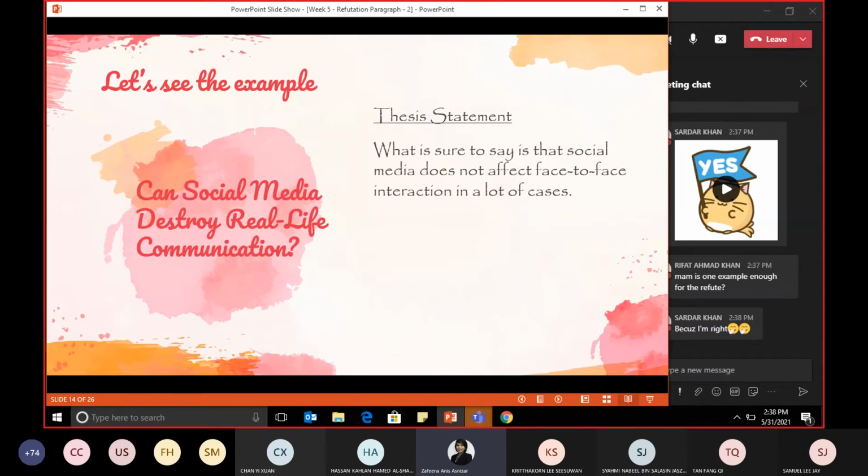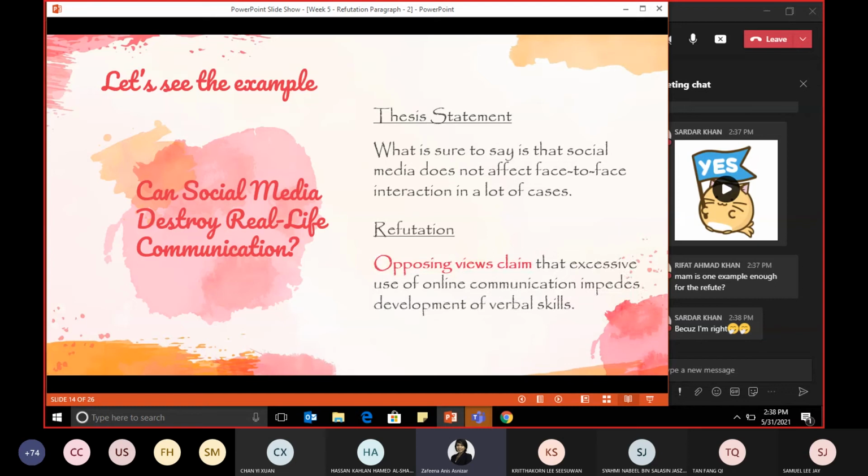So this is your thesis statement. Let's say this is your thesis statement. So when you write the refutation paragraph, you begin with: opposing views claim that excessive use of online communication impedes development of verbal skills. You are saying that social media does not affect face-to-face interaction, but you are aware that the opposing views claim this. You know that, you are aware. When you say the opposite, you know that the opposing views exist also. That's how you start.